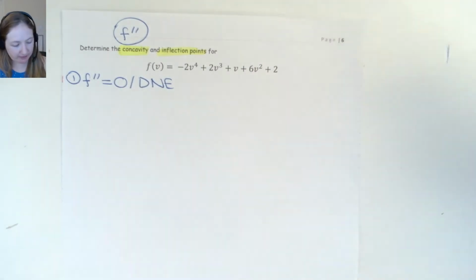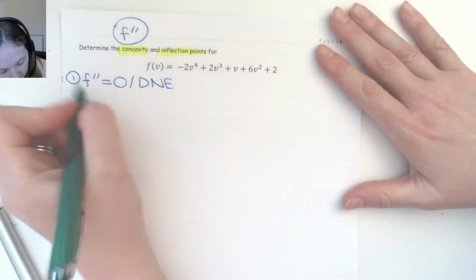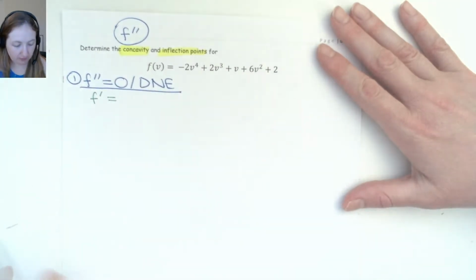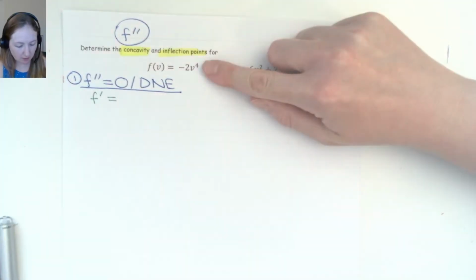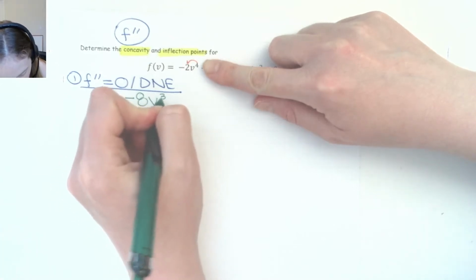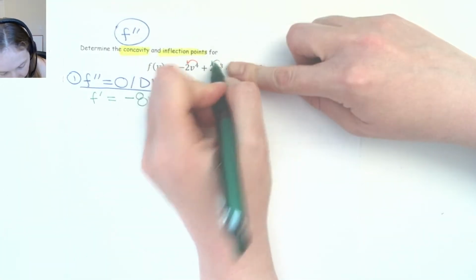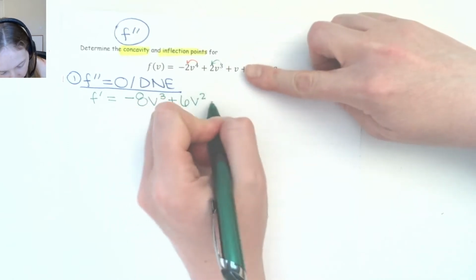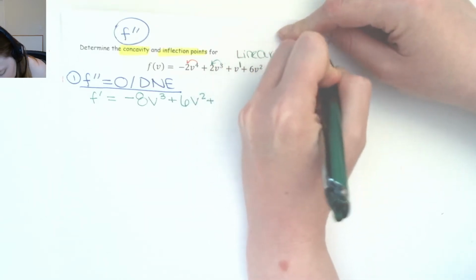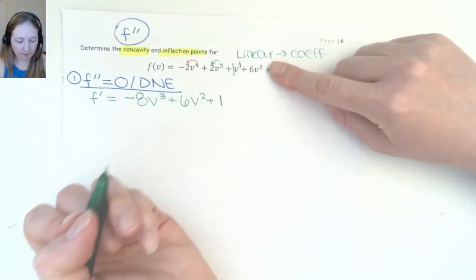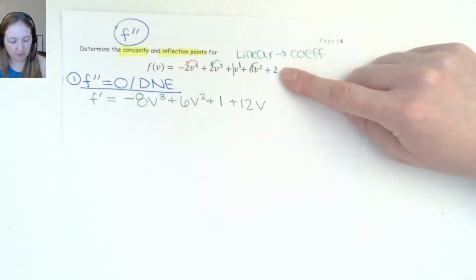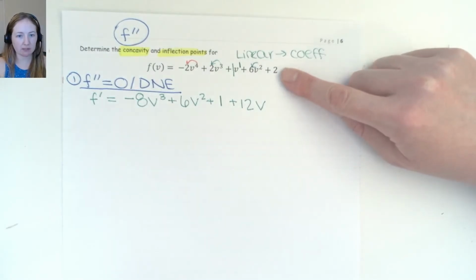So what I will have for my second derivative, and let me do this in green here, is I need to first find my first derivative. All right, so I first found my first derivative. That is going to be, bring down this guy, we'll get negative 8v to the third, and then plus 6v squared. The v to the first, that is a linear term, so it goes to the coefficient of 1. And then the 6v squared will go to a 12v. And then the plus 2 is a standalone constant, so it goes to 0.